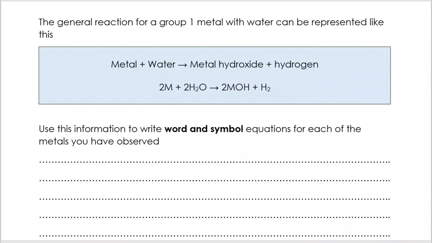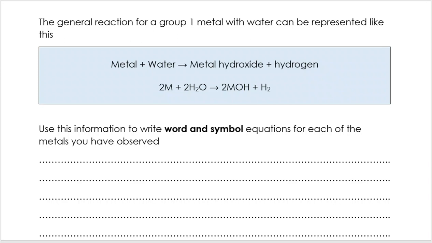So now let's put that into perspective with some equations and try to link the observations to what we can see in terms of the chemical changes. I've provided here the general equation for the word and symbol form for the reactions of group 1 metals with water. And you are asked to write the word and symbol equations.